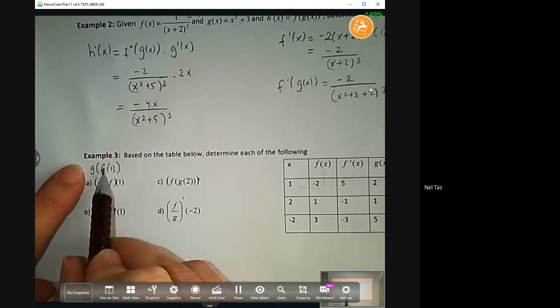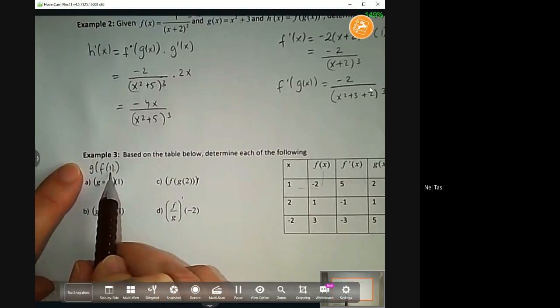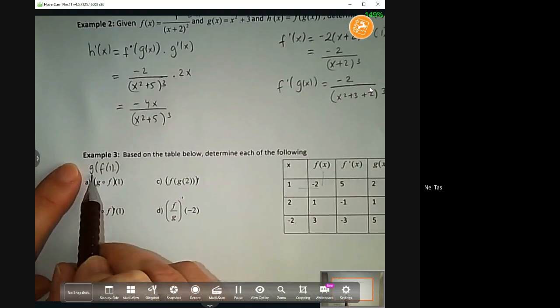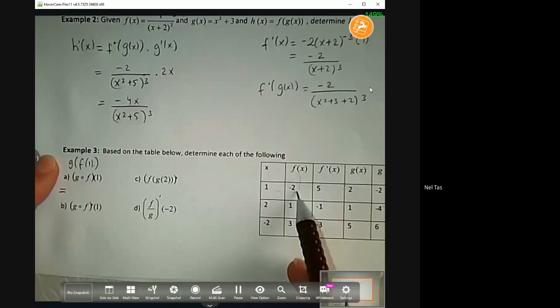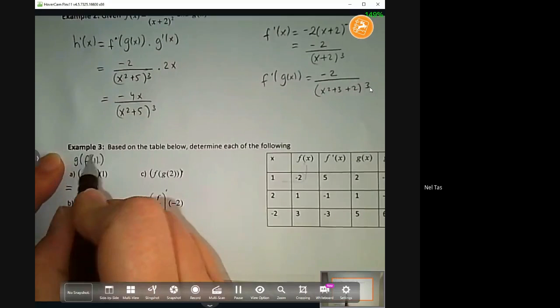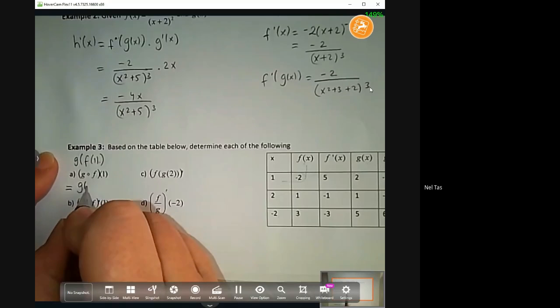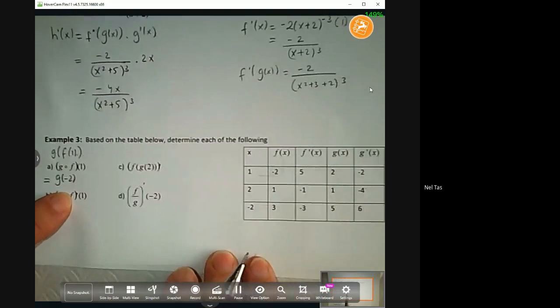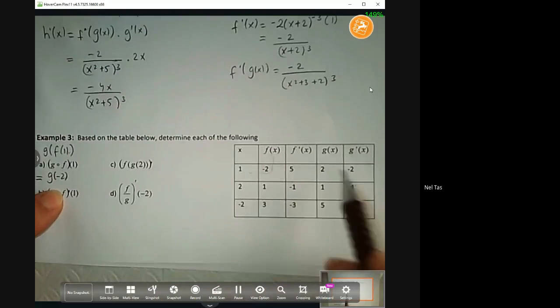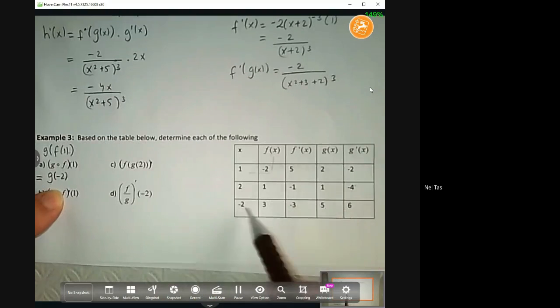So we need to calculate then f of 1 and sub that value in g. Okay? So what is f of 1? So f, x is 1, negative 2. So f of 1 is negative 2, so we substitute negative 2 in the g function. Now find g of negative 2. G of negative 2 is 5.